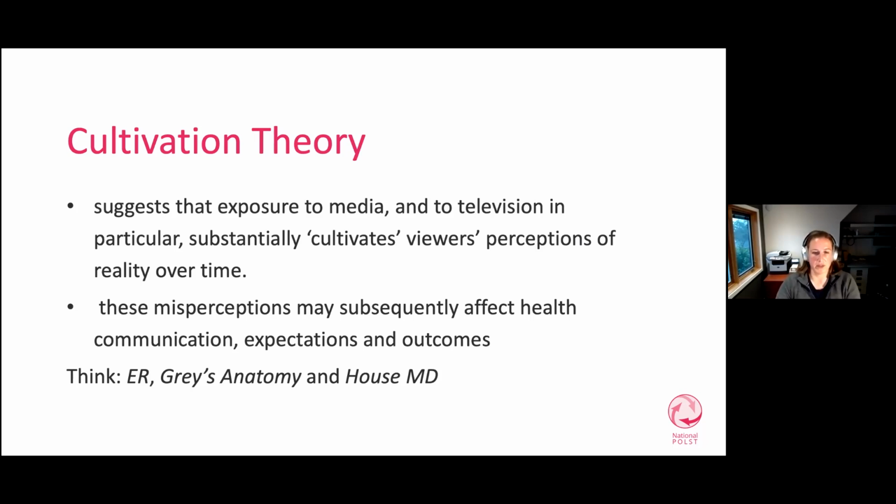And those misperceptions can subsequently affect health communication, expectations, and outcome. So think about ER, Grey's Anatomy, House MD, really any medical reality TV show. And this study looked at the knowledge and perceptions of what viewers of those shows knew about things like cancer screenings, organ donation, CPR, and other medical procedures that are often done on these shows.